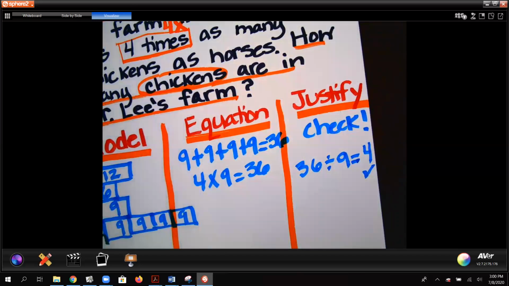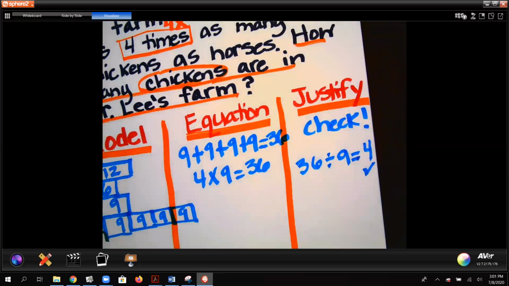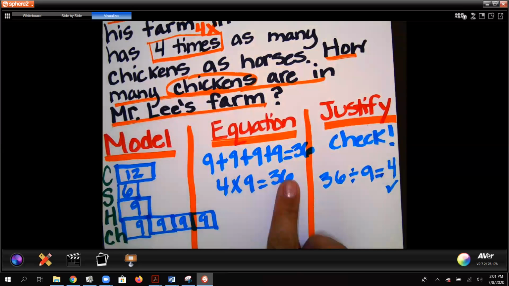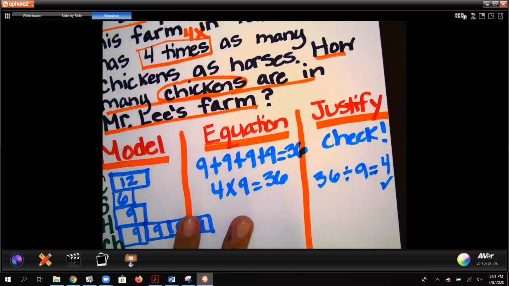Okay, so there you go. There's an example. And in this one example, we use a lot of models. We use equations, we use repeated addition, we use fact families, and we use a bar model. So there's a lot in just this one problem that we used.